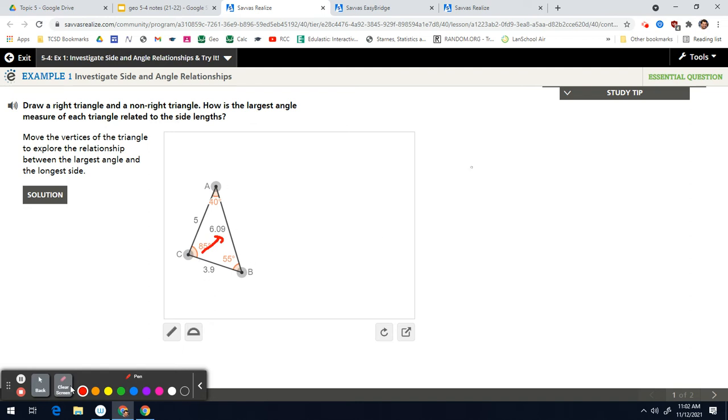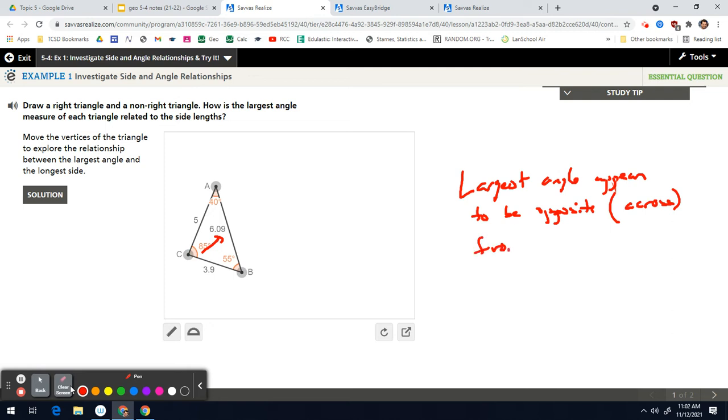So in summary, right, I think that the largest angle appears to be opposite, or across, if you will, from the longest side. So the largest angle appears to be opposite or across from the longest side.